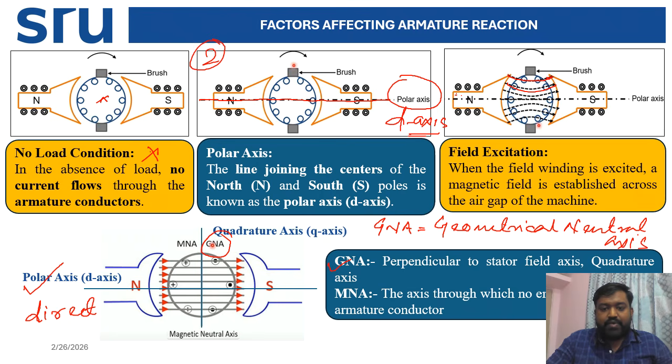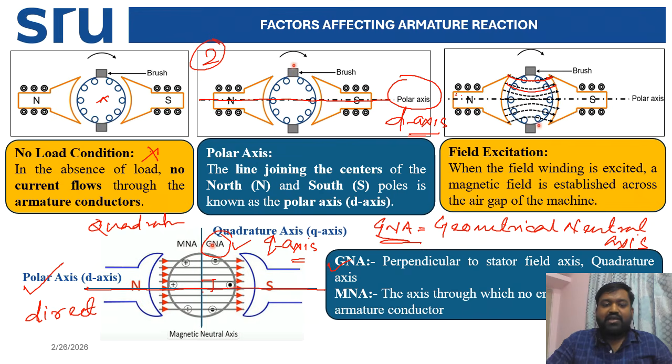Then come to the point. GNA, geometrical neutral axis, means suppose the polar axis is the horizontal direction. Then the axis perpendicular to the horizontal axis is nothing but your GNA, or geometrical neutral axis, or you can say the Q axis. The polar axis is the direct axis, and the Q axis is the quadrature axis.